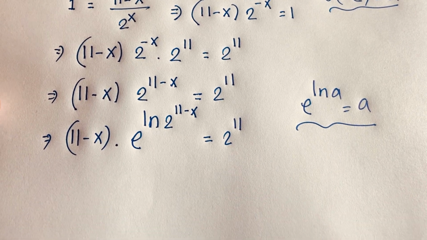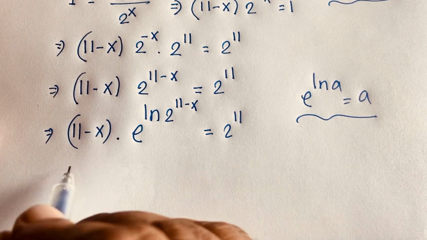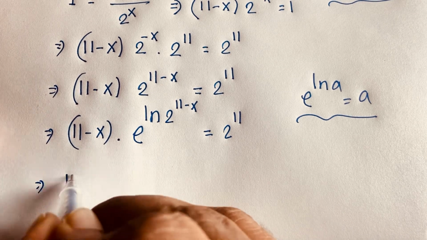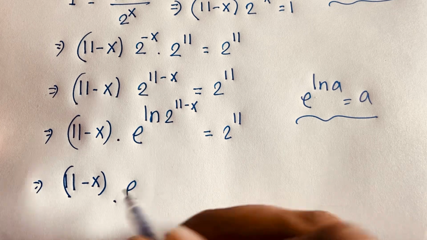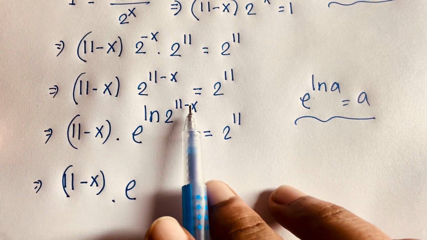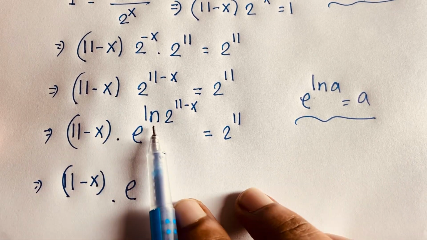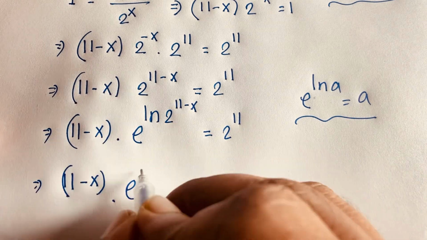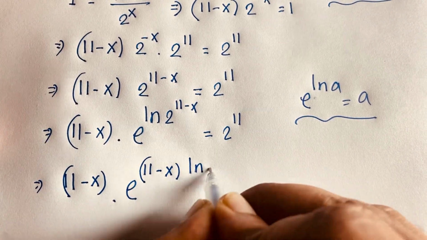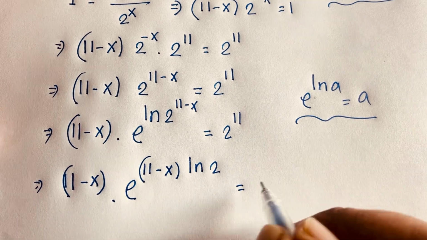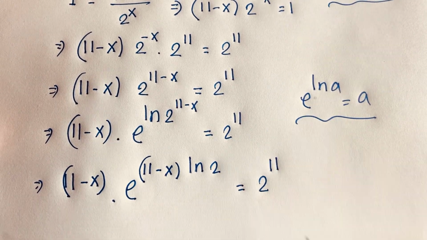So let's start again. Here is 11 minus x times, it will be e to the power, we know that the exponential law, this exponent moves in front. Because of that, here is natural log, so it will be 11 minus x times 11 ln 2 is equal to 2 to the power 11.